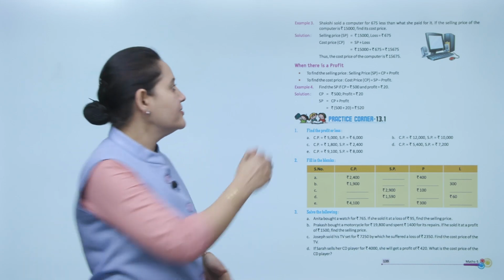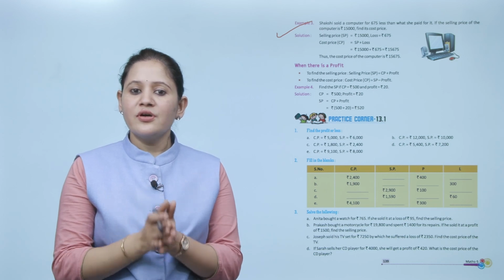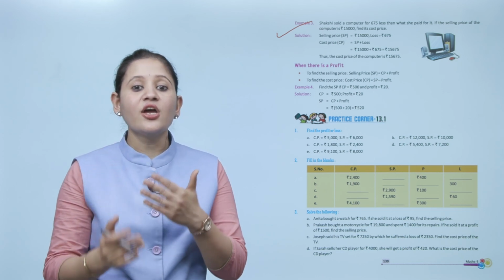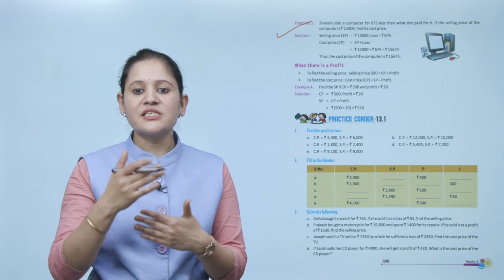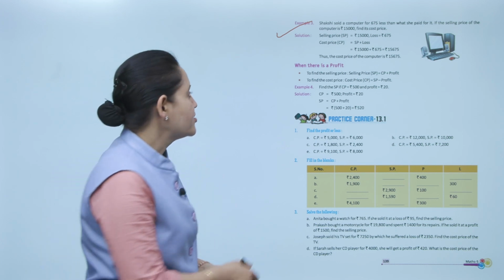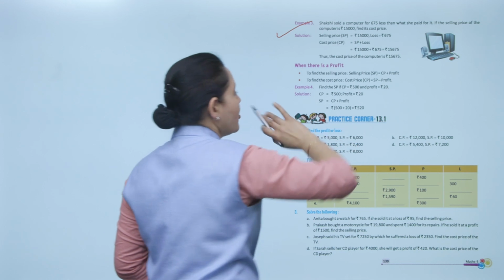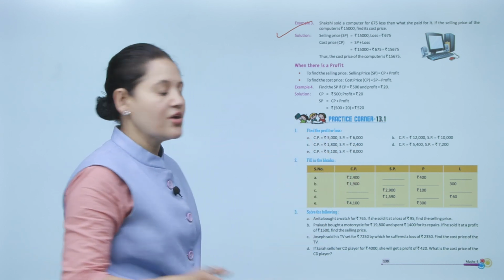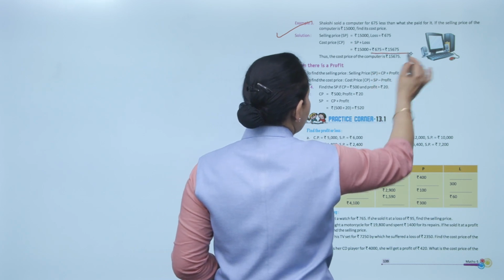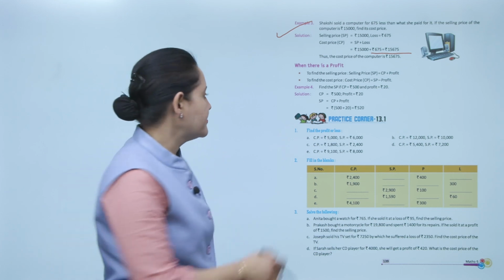Now we'll take an example. Sakshi sold a computer for 675 less than what she paid for it. Means she sold it for 675 less than what she paid. If the selling price of the computer is rupees 15,000, find the cost price. So selling price equals 15,000, loss is 675, cost price equals SP plus loss. 15,000 plus 675, that is rupees 15,675. Clear?